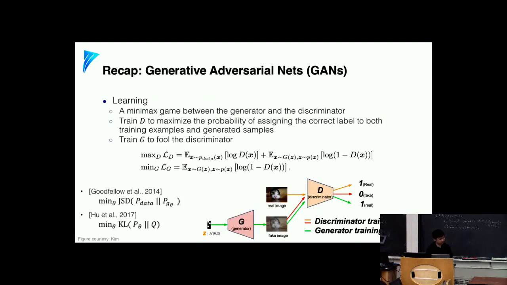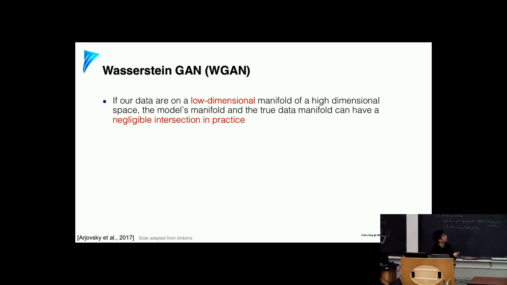But a key difficulty of the base GAN model is that the learning is pretty difficult. It's very unstable, and the generator will easily collapse to a single mode, so that it will, for example, generate a single image every time. To address this problem, here comes the Wasserstein GAN model. In this work, the authors show that if the data are on a low dimensional manifold of a high dimensional space, then the model's manifold and the true data manifold can have negligible intersection in practice.